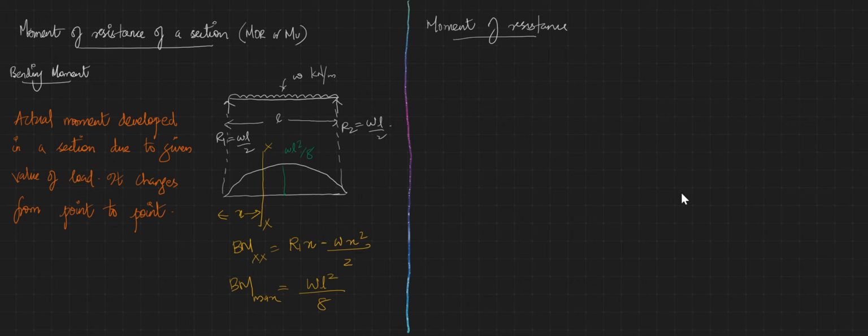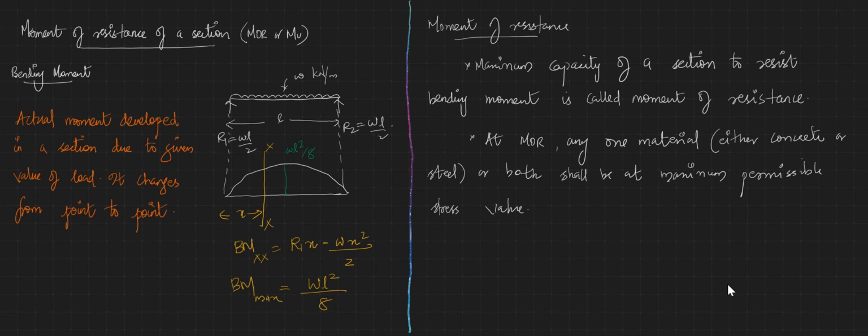For a particular section, the moment of resistance will always be fixed based on the dimensions and the area of steel provided. At moment of resistance, any one material, either concrete or steel or both, shall be at maximum permissible stress value. This moment of resistance is dependent on the dimensions, that is the breadth and depth of the section, as well as the area of steel provided. So for a particular section, it will be a constant value.